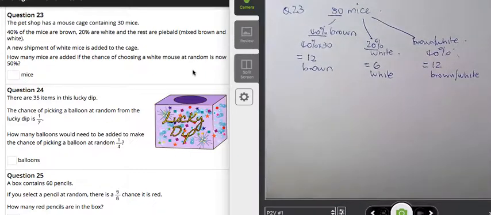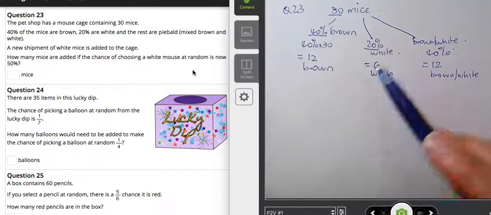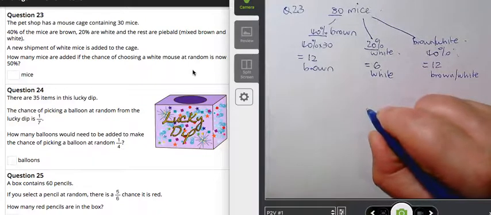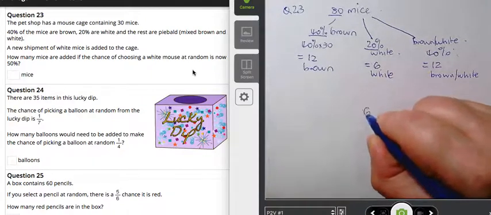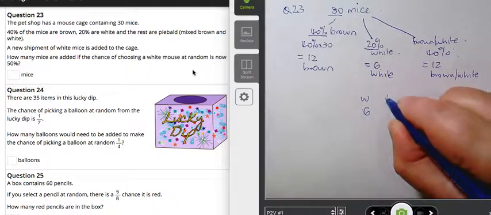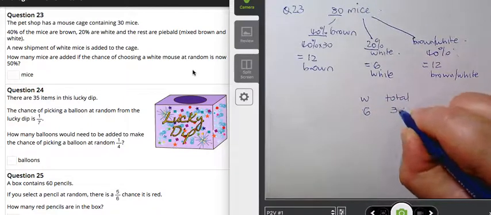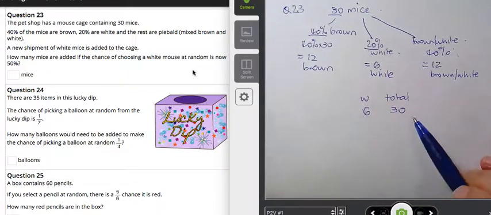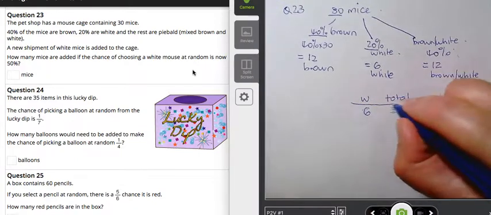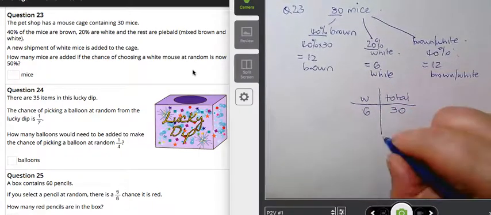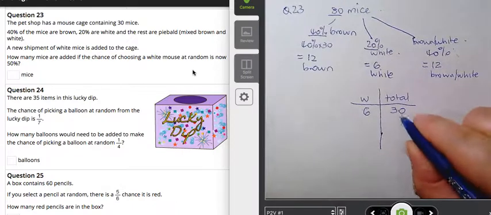It says a new shipment of white mice is added to the cage. How many mice are added if the chance of choosing a white mouse at random is now 50%? Now, remember, we've got 30. So at the moment we've got 6 white, and the total is 30. At the moment, we've only got 20% white. Now let's add some more white.